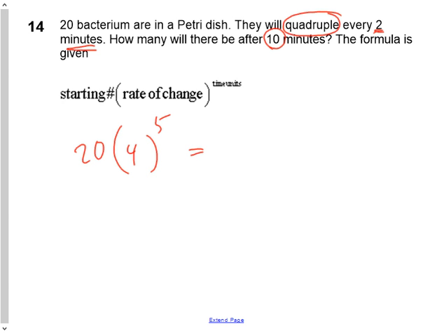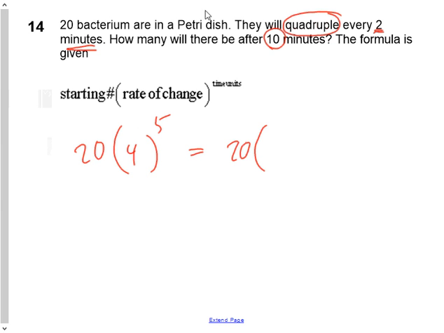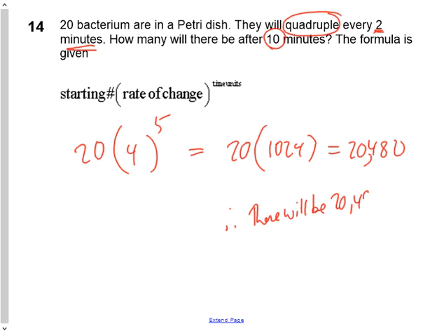Once you solve it, you'll have 20. And then, of course, you could just take a calculator and go 4 to the exponent of 5 is 1,024. And that will be 2,048 with one more 0. So 2,048 plus a 0 means, therefore, there will be 20,480 bacteria after 10 minutes.